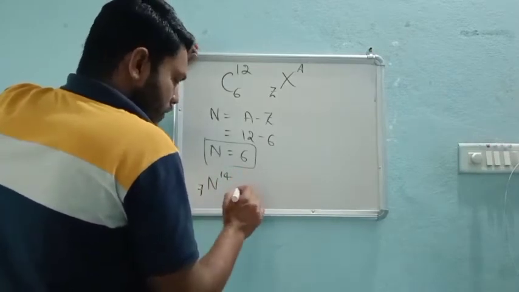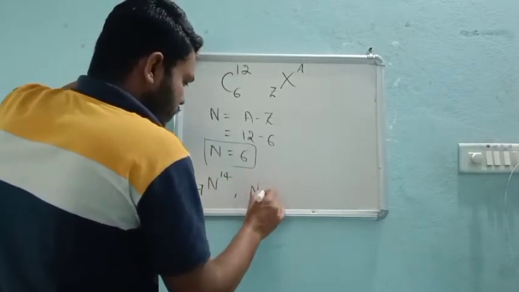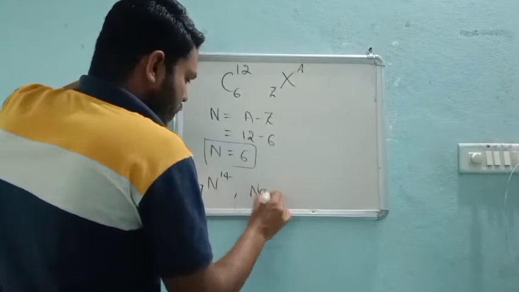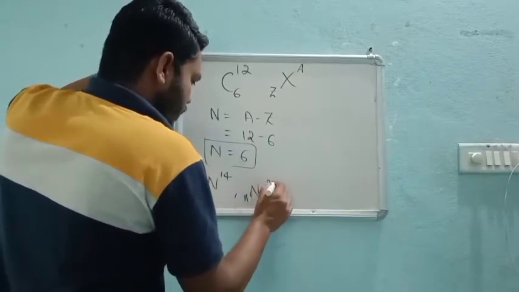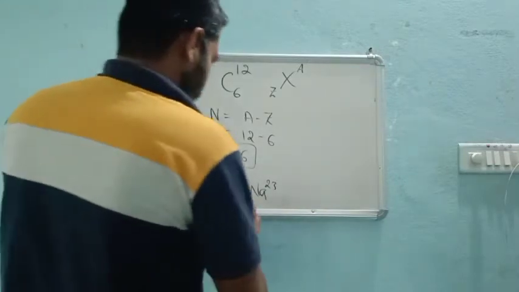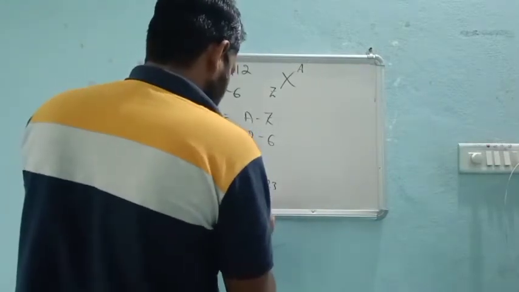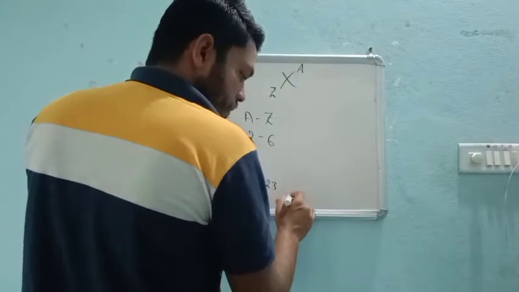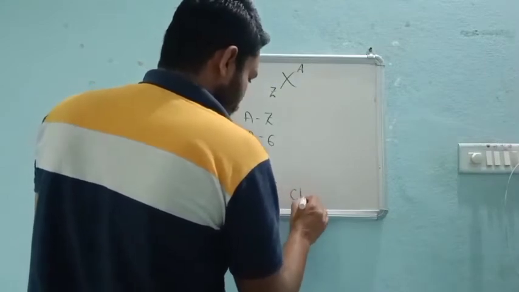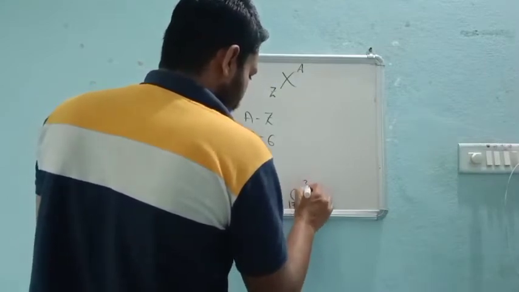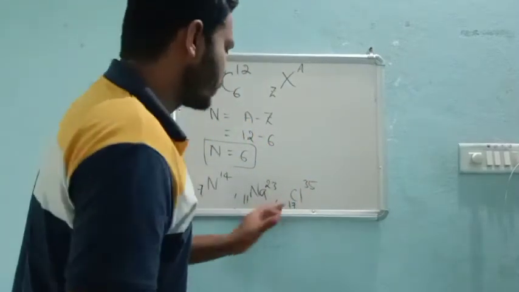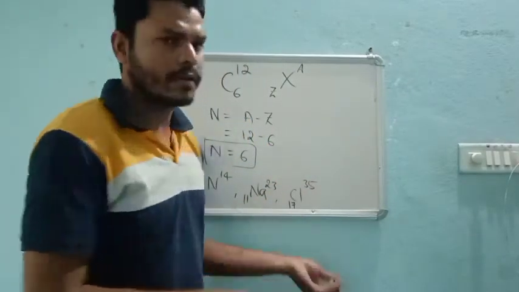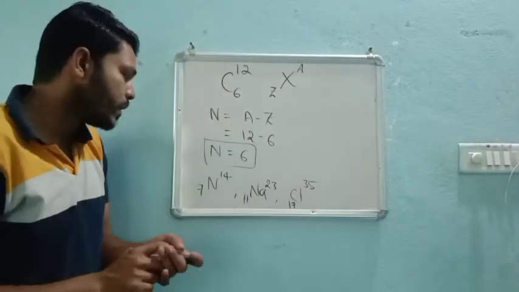Na, sodium 11, 23, you can write it like this. And one more is Cl 17, 35. It is actually 35.5, but if it is given like this, you can calculate like that only.